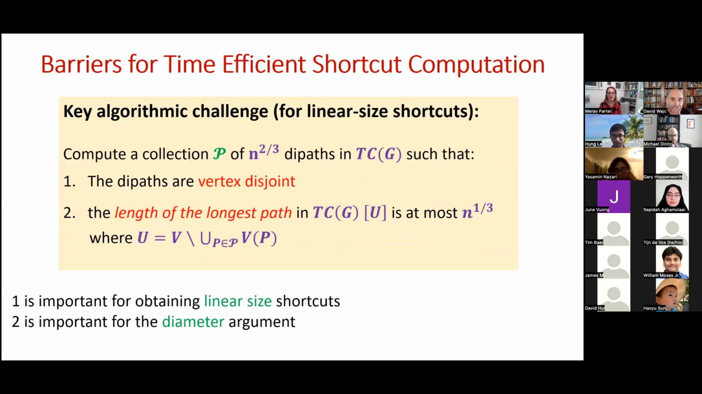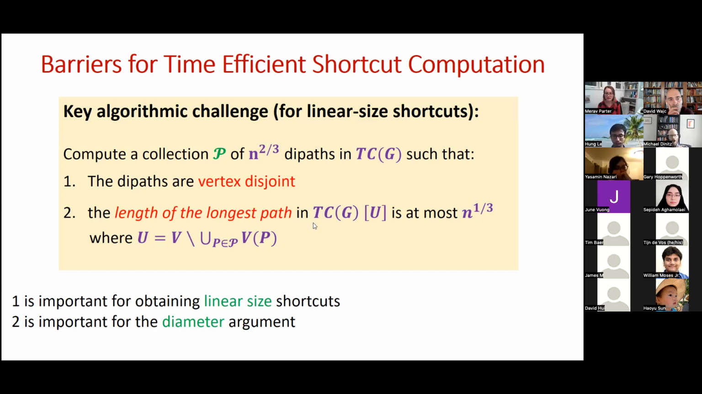Okay, so let me look at step 1 in an isolated, clean way. What exactly is the computational problem that we need to handle here? So here is the key algorithmic challenge. What we wish to do is to compute a collection of paths, n to the 2/3 of them, that have the following property. I want these paths to be vertex disjoint. This is very important because later on I'm going to shortcut every path. So it's important for the size analysis that these paths are vertex disjoint, so that I'll have the budget to shortcut every individual path.